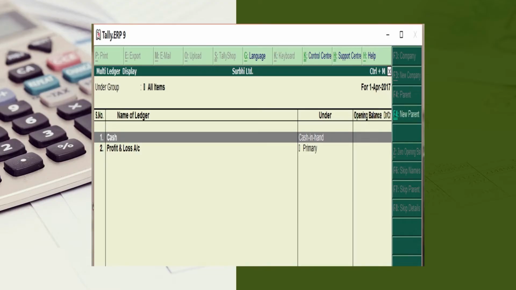You can also see that there is an opening balance written over there. These two are blank because we have not put any balances in the cash and profit and loss account. This way we can see whether the two ledger accounts, that is cash and profit and loss, exist in our Tally ERP9 company or not.